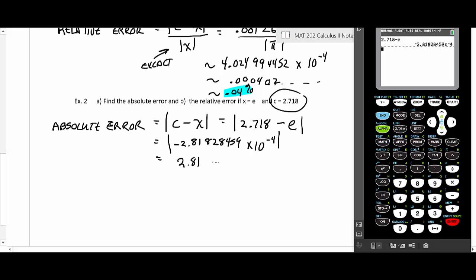So I'll write that. I'm just going to write all the decimals that come out on the calculator. And you can write that in scientific notation. That's fine to do for the absolute error. It's very common that it'll be in scientific notation, okay?